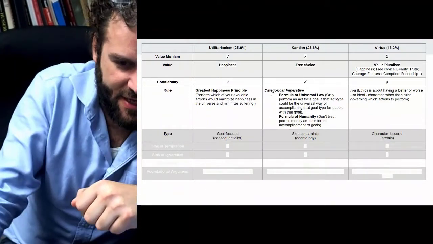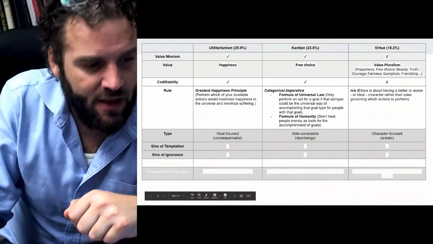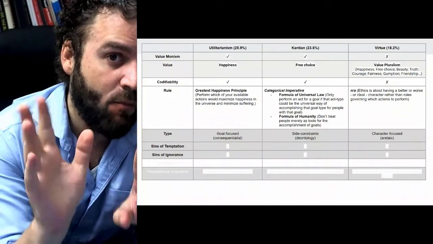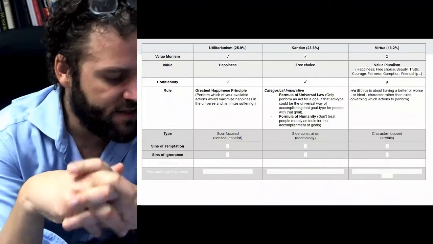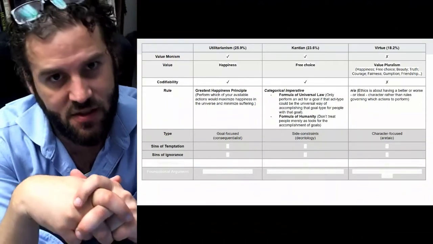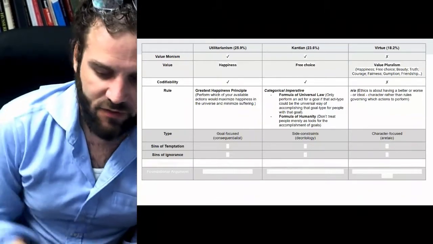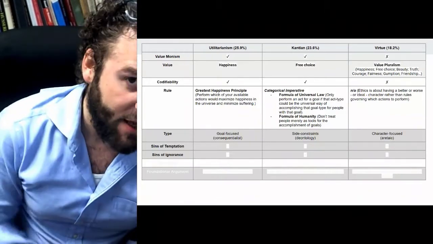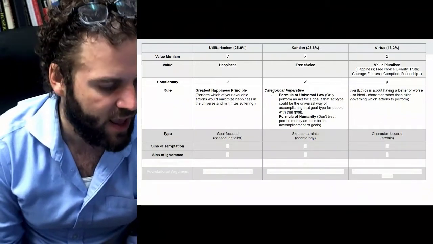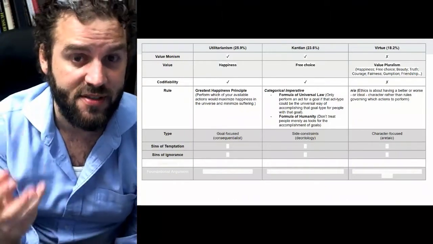We've talked about the types, and now those types come with differences in the way that they see or conceive of immorality, right? So sometimes this is traditionally talked about in terms of sins of temptation versus sins of ignorance. Do we think of immorality as failures where you give in to temptation, or where you were ignorant, where you were not tempted out of doing wrongdoing, but you were just unable to see the right thing?